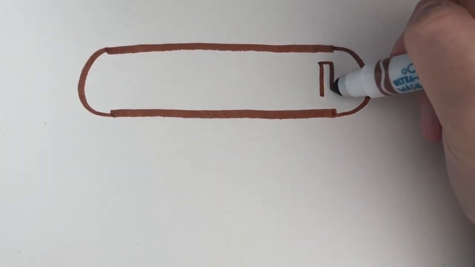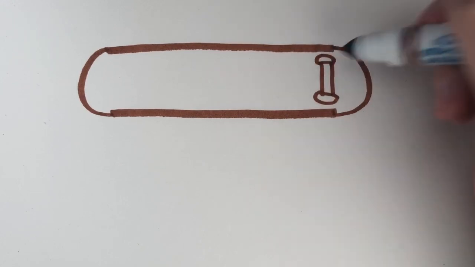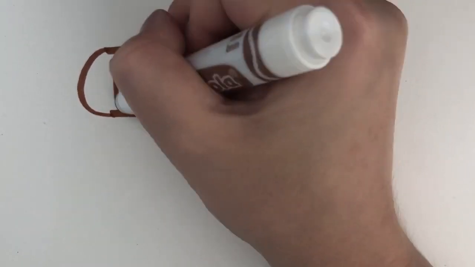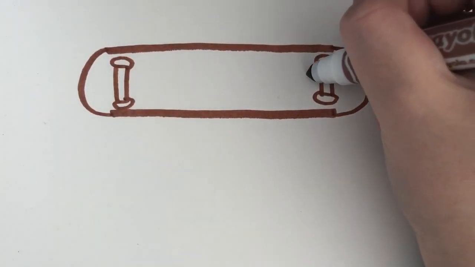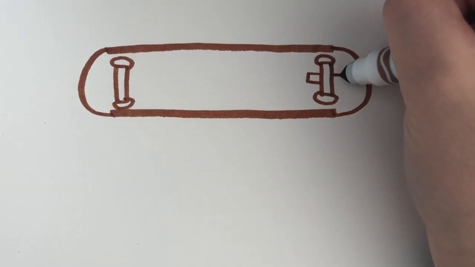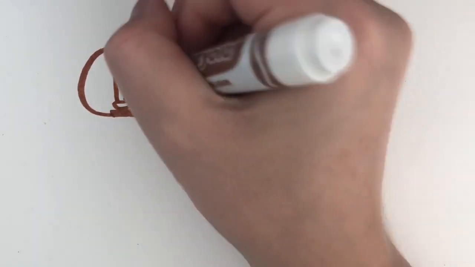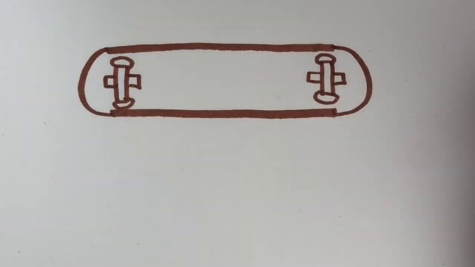I can make a rectangle with two ovals next to it, another rectangle, two ovals next to it. And then there has to be that little plate underneath. So all I have to do is draw a little rectangle underneath that rectangle, so it kind of looks like a T. And that's it. That's a pretty simple, straightforward design for that.